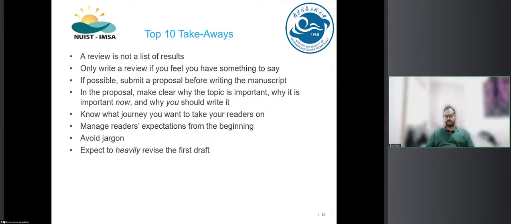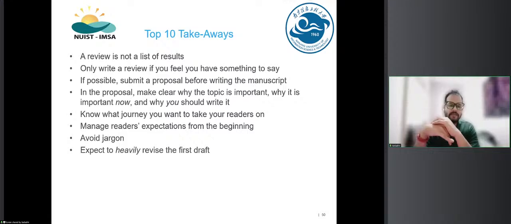Expect to heavily revise the first draft. So if you have written the first draft, usually what happens is the first author is doing all the work. First author is doing all the work. The co-authors are just for the support. That's it.